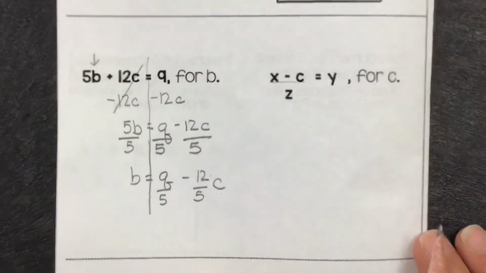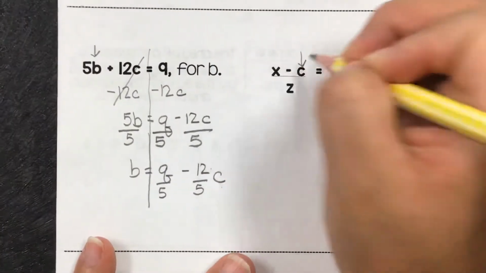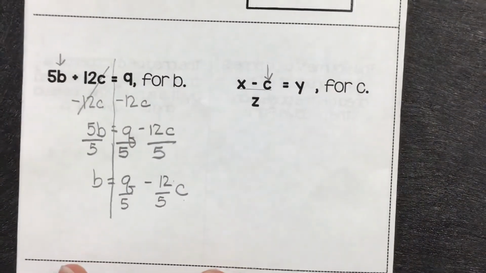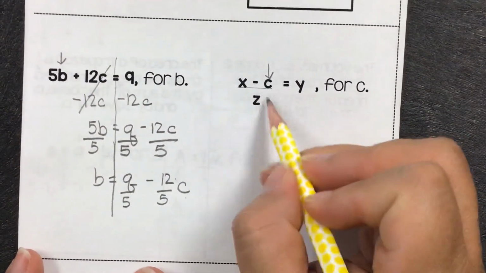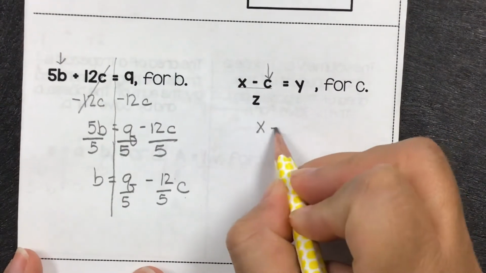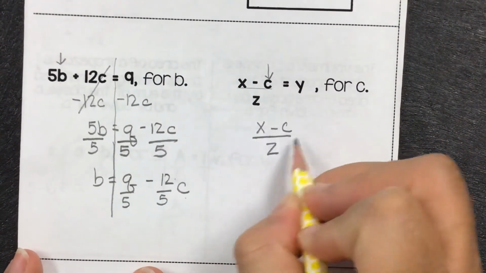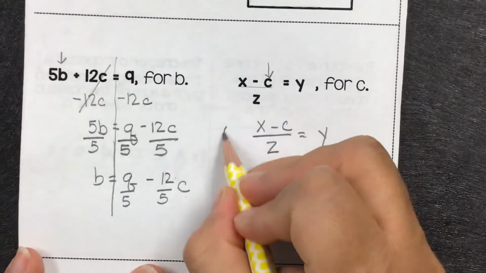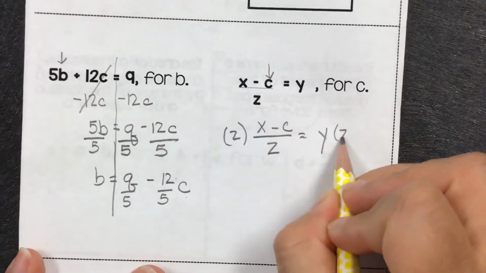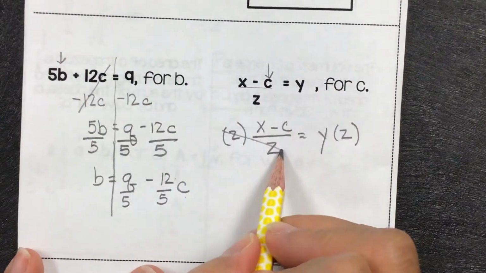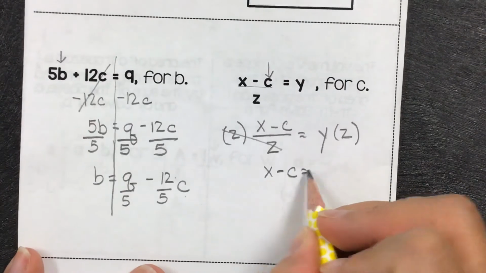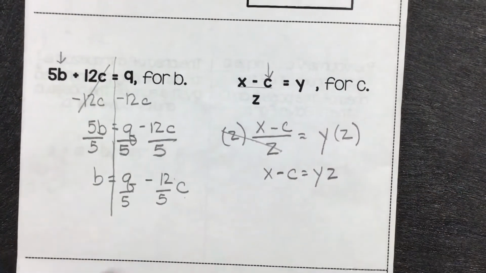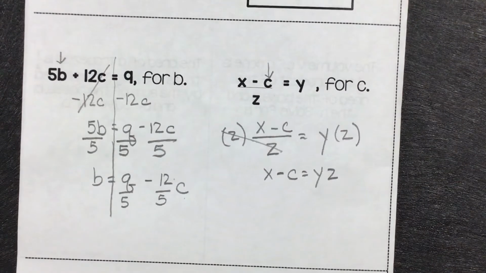All right. This one we're going to solve for C. We have it's dividing by Z. The easiest thing to do is multiply by Z to both sides. And so I'm going to rewrite it so it's easier to tell that we're multiplying by Z to both sides. We canceled it out on purpose. X minus C is equal to YZ. Remember, when we have multiplication, we don't need parentheses anymore, so you can just place the letters together.